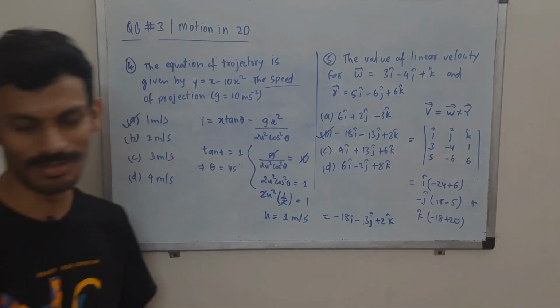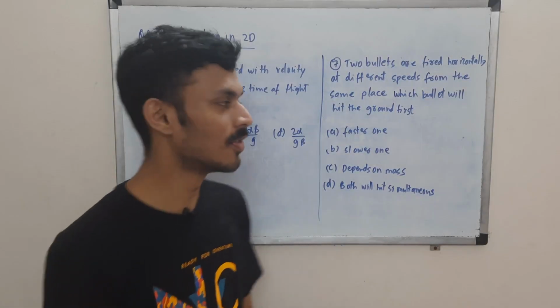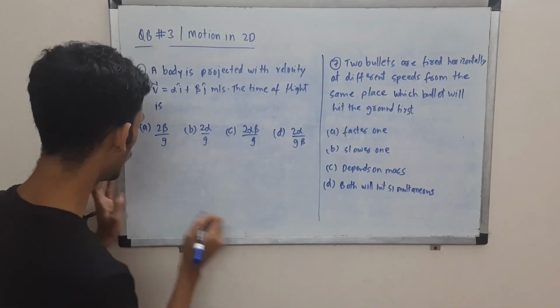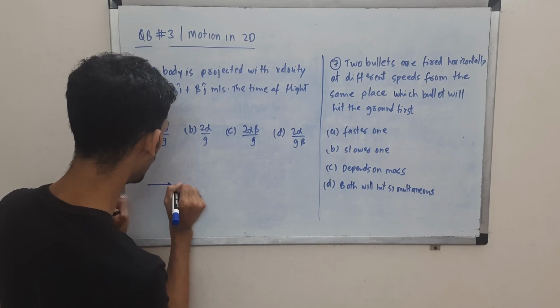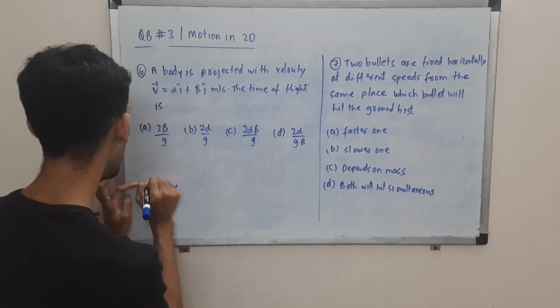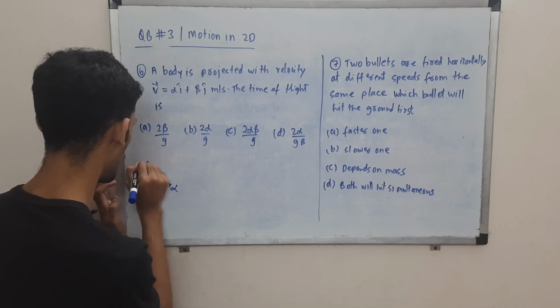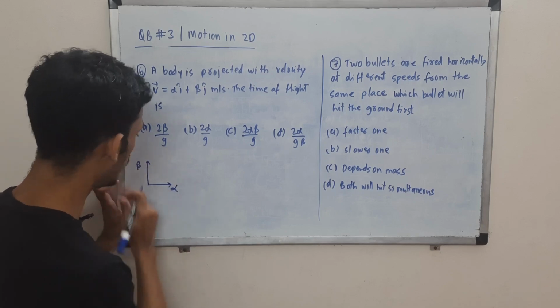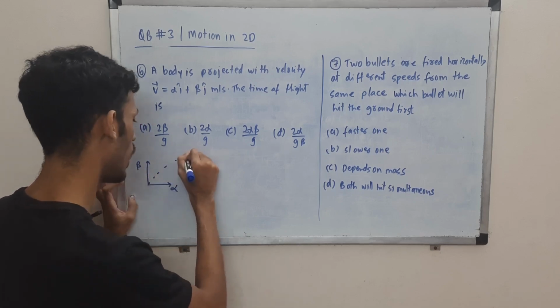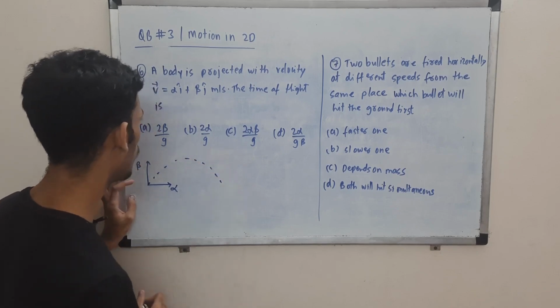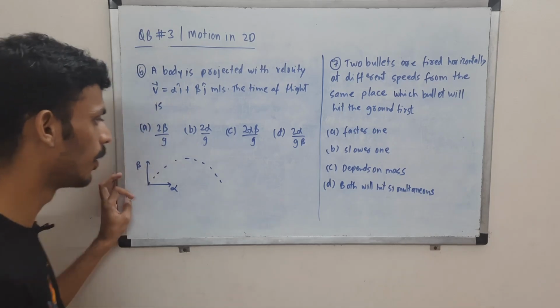Over to the next one. Question 6 and 7 over here. In question 6, quite a good concept is used. Here we have been given the velocity of the projectile resolved in x and y direction, so alpha x cap and beta y cap. Here we have the resultant projectile motion. You are supposed to tell the time of flight.